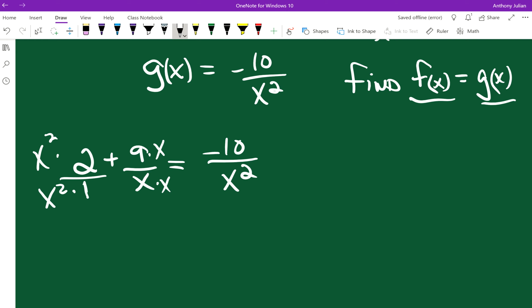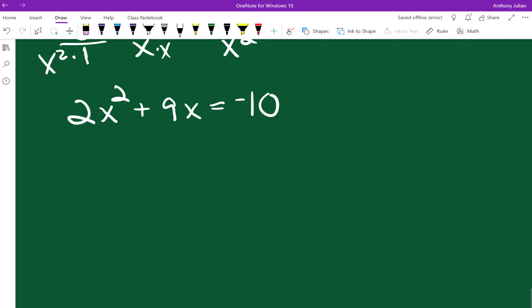All right, so let's multiply this out. So I can ignore the denominator, and I'm going to have 2x squared plus 9x, and that would be equal to negative 10. And that's the problem I've got to solve for.